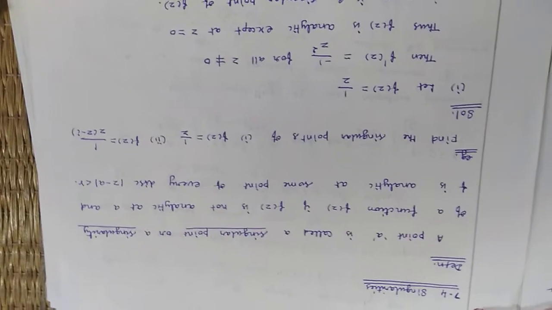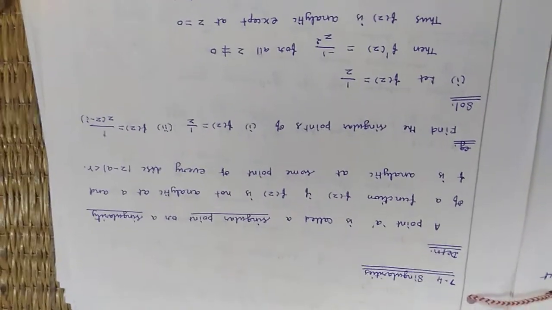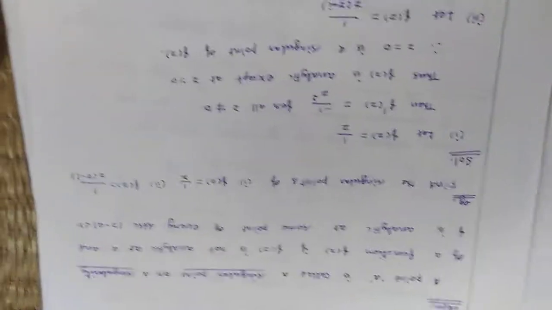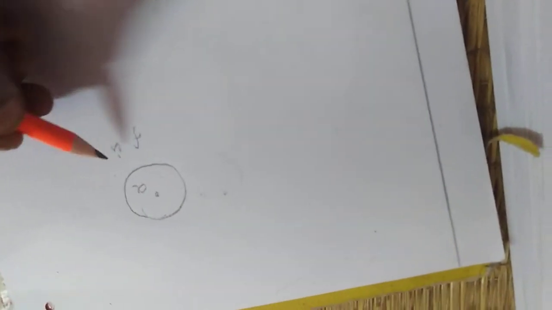Welcome to all. First we define an analytic function at a point A. The function f is said to be analytic at a point A if it is differentiable in the neighborhood of A at every point. At every point in the neighborhood of A, the function f is differentiable. Then f is called an analytic function.